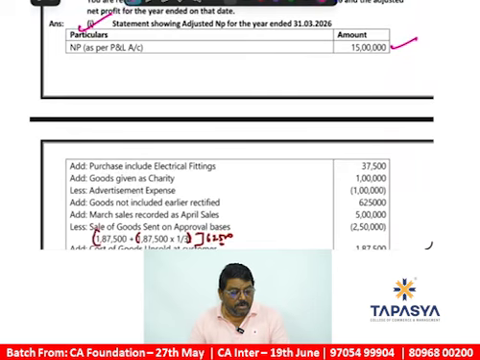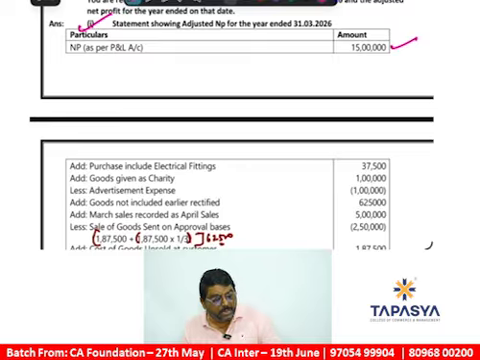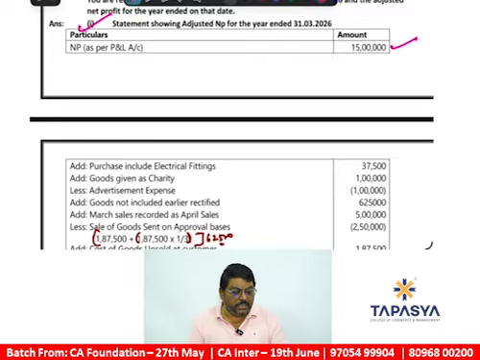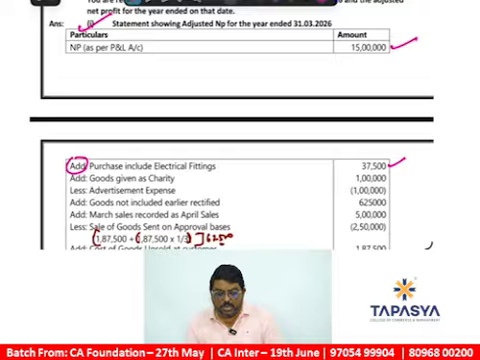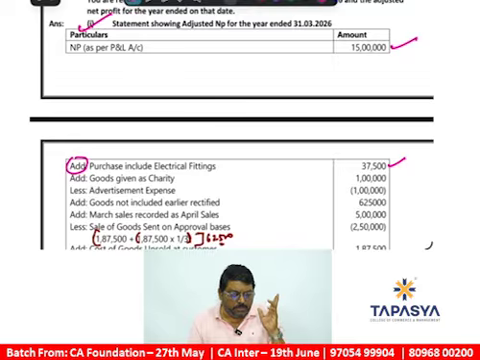Point number 1. Purchases for the year included 37,500 paid for new electric fittings for the godown. You bought a new asset, which is capital expenditure, but you wrote it to revenue expenditure. Actually you have to debit electric fittings account, but the accountant has debited purchase account. So you bring the electric fittings asset into the books and remove the purchase. Whenever you remove an expenditure from your books, profit will be increased, right? So profit increased by 37,500.